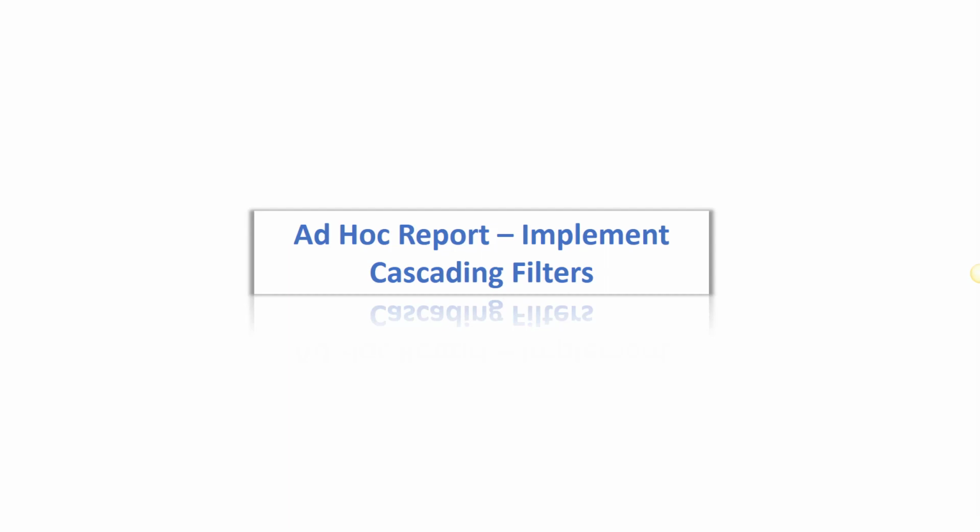Hi! In this tutorial, I'd like to review the steps required to implement cascading input controls for an ad hoc report created from an ad hoc view with filters.